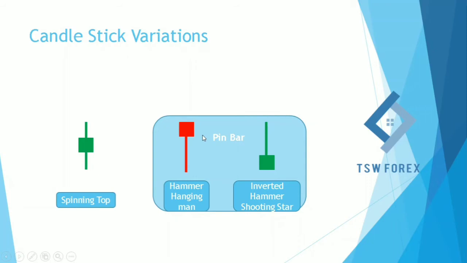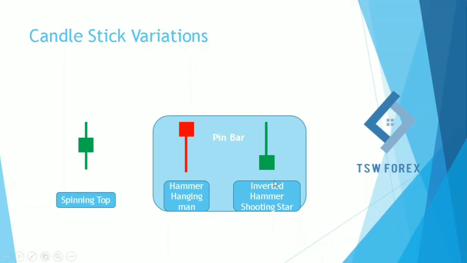Alright, there are two types of pin bars. You have the one that has a long wick at the base and the body at the top, and a long wick at the top and a body at the base. Now, if this is seen at the bottom of a trend, it is called a hammer, and if it's seen at the top of a trend, it is called a hanging man.